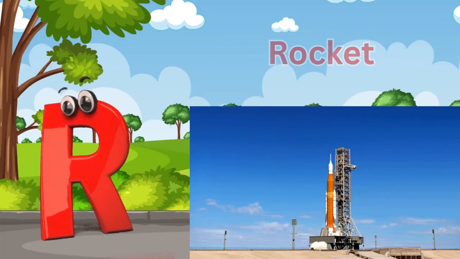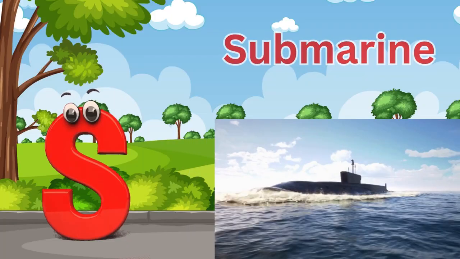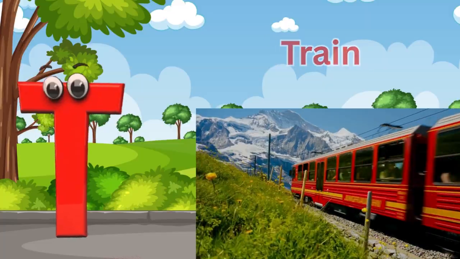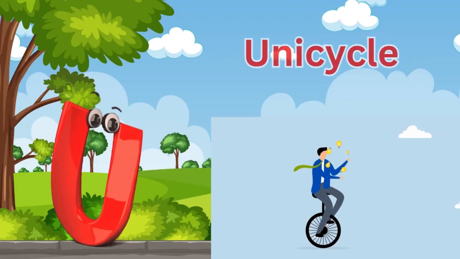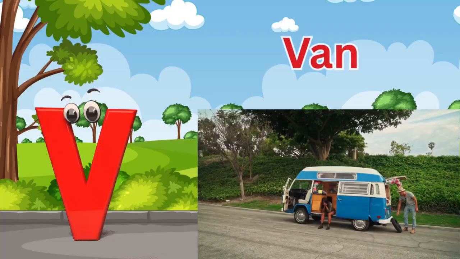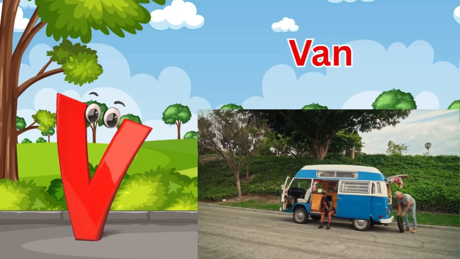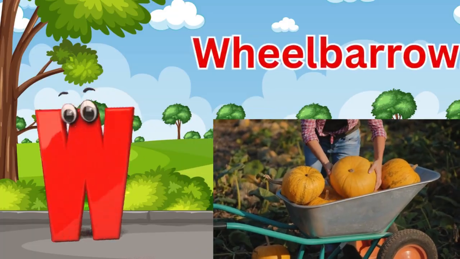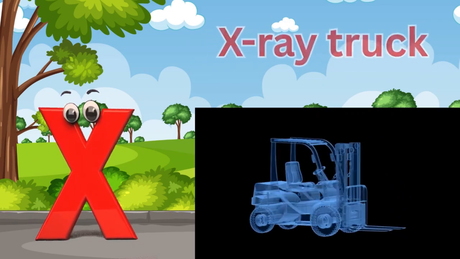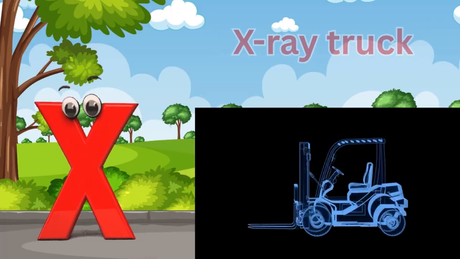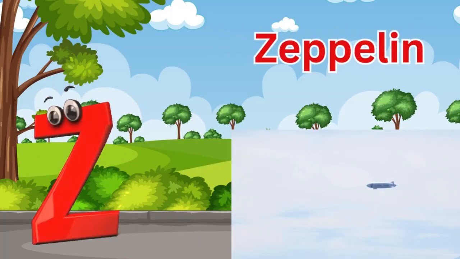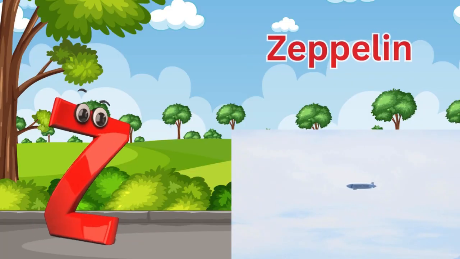R is for rocket. S is for submarine. T is for train. U is for unicycle. V is for van. W is for wheelbarrow. X is for X-ray truck. Y is for yacht. Z is for zeppelin.